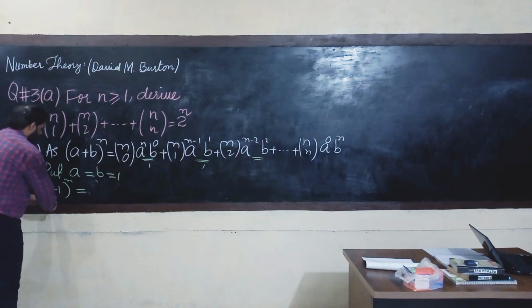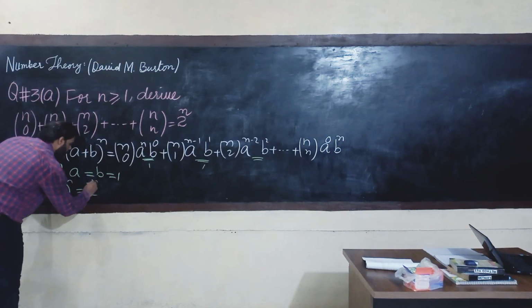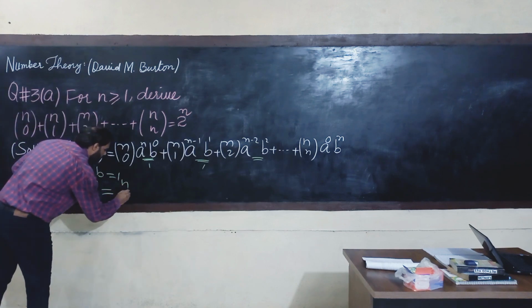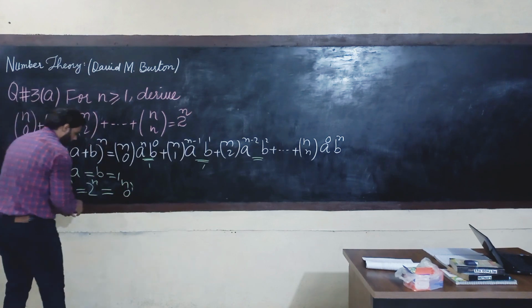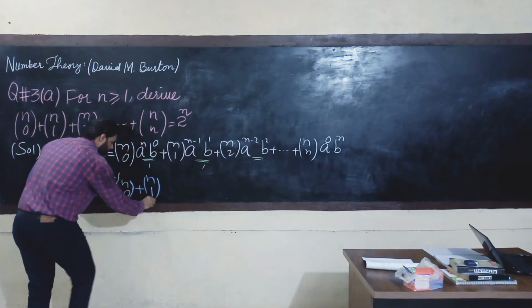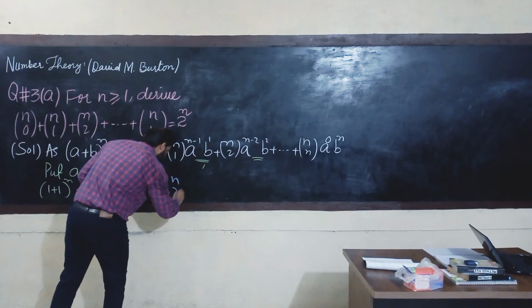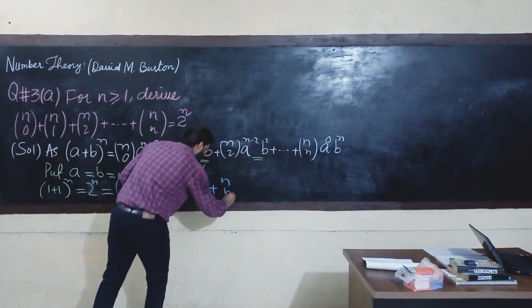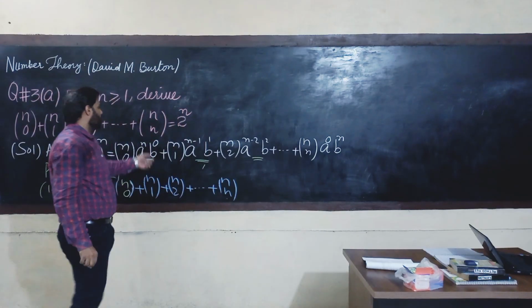So the remaining one is (1 plus 1) whole power n, which is equal to 2 raised to power n from the left side, and in the right side we have n combination 0 plus n combination 1 plus n combination 2 and so on up to n combination n, which is what was required to prove.